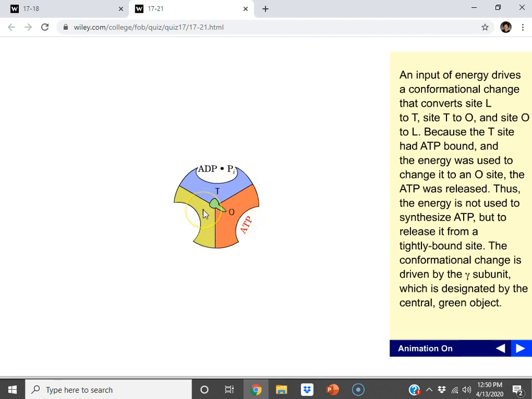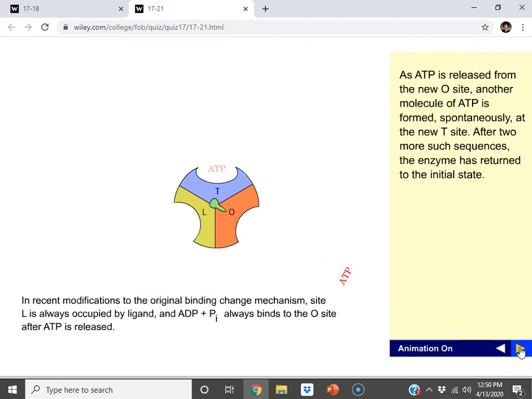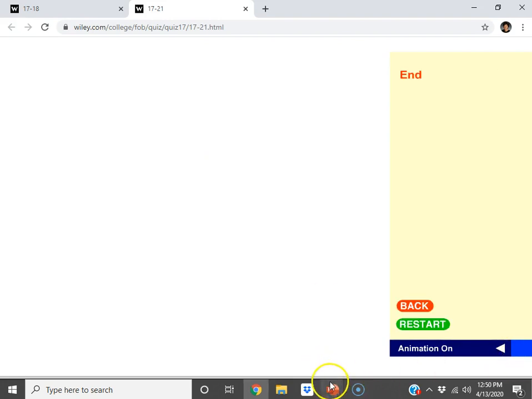And then this was open, so now it's loose. So what can happen now is that now that this is open, the ATP can leave. And now that this is tight, the ADP and phosphate can form ATP. So the next frame will show that. So that ATP leaves, and we have a new ATP being synthesized. So that is the end of the animation.